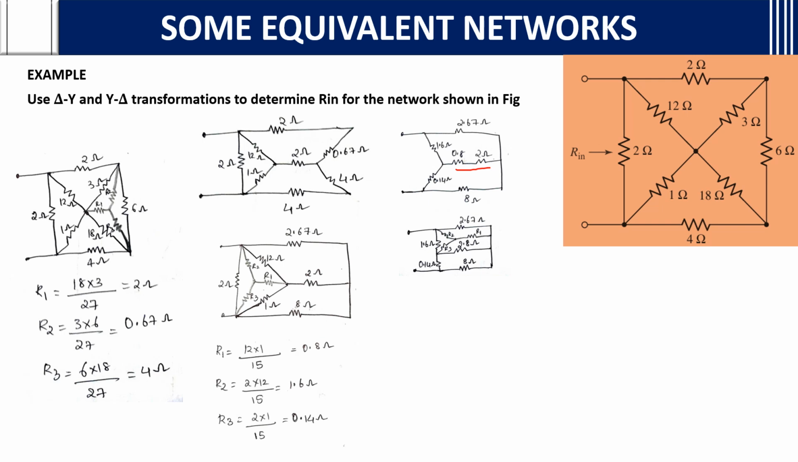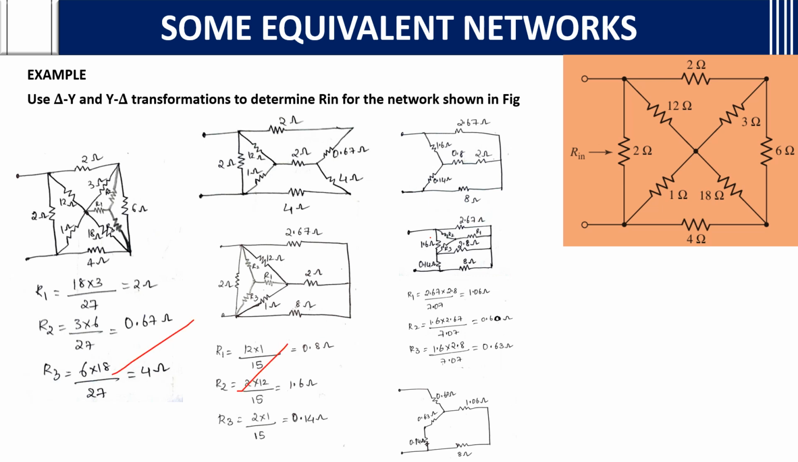Once again, this is in the delta form. This is in the delta form. Again, you will convert into star. To convert to star, follow the same way for R1. The adjacent resistances are 2.67 and 2.8. I am not repeating once again, do it like this only. You multiply the adjacent resistances and divide by the addition of the delta resistances you have considered, that is 2.67 plus 2.8 plus 1.6. You get 7.07.